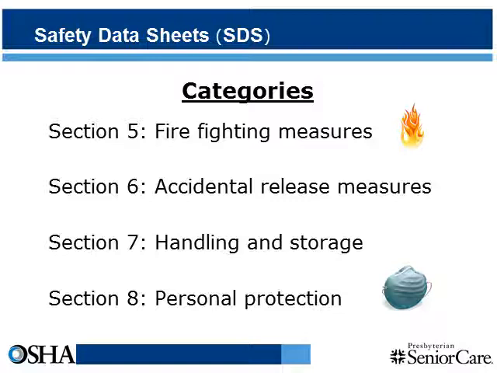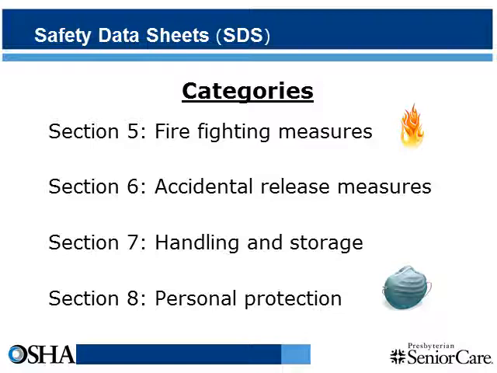Section 5 is about firefighting. If this stuff catches on fire, Section 5 will tell you how to put it out. It also tells the firefighters about what protective equipment they might have to wear in case of a fire. Section 6 is about spills, how to contain them, how to clean them up. And Section 7 covers handling the chemical and how to store it safely.